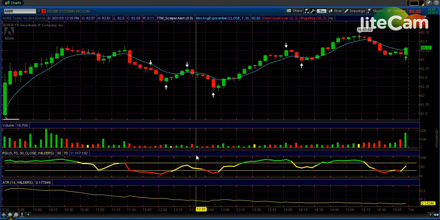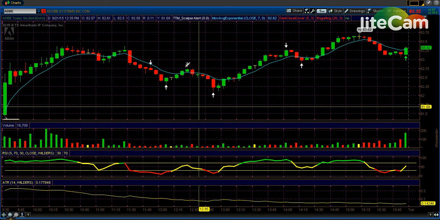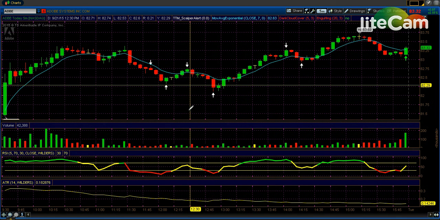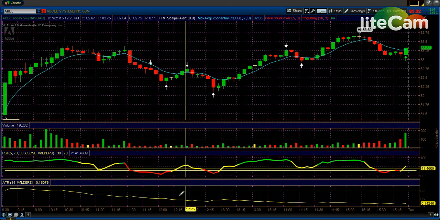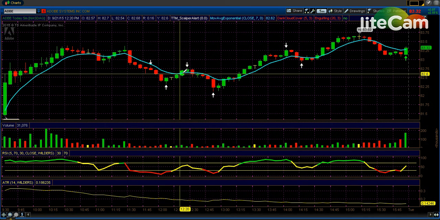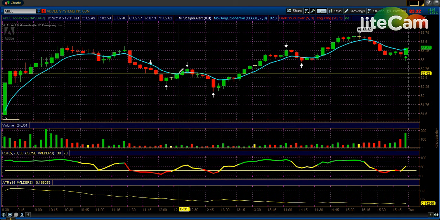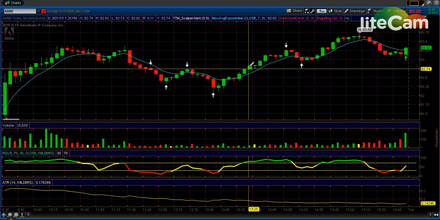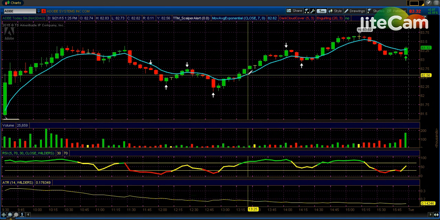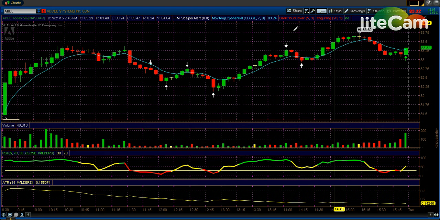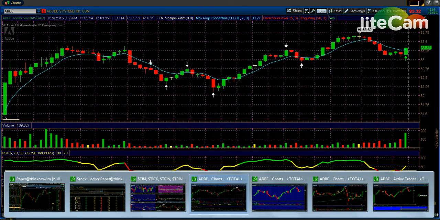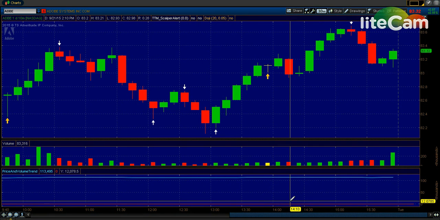So apart from price action, volume, RSI, ATR, I do have my moving average. This is a 7-day moving average. Well, actually on intraday it would work like 7 candles. It will look at the 7 previous candles and form a line. And this is my 5 minute chart, right? My next screen is the 10 minute chart.